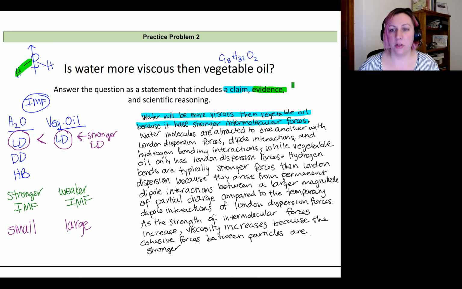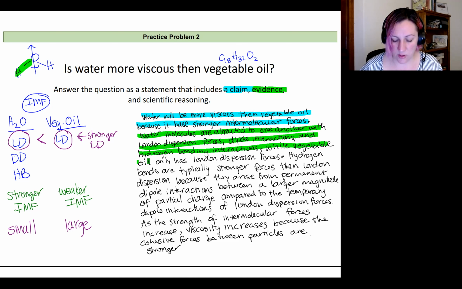So water molecules are attracted to one another with London dispersion forces, dipole interactions, and hydrogen bonding interactions, while vegetable oil has only London dispersion forces. That was that work we did analyzing the two molecules, right? So this isn't going to be a direct observation because I am formulating an opinion from just my base knowledge rather than actually performing an experiment. So this is my evidence right here, how I've analyzed each of the molecules to understand what intermolecular forces exist between the molecules in a pure sample.